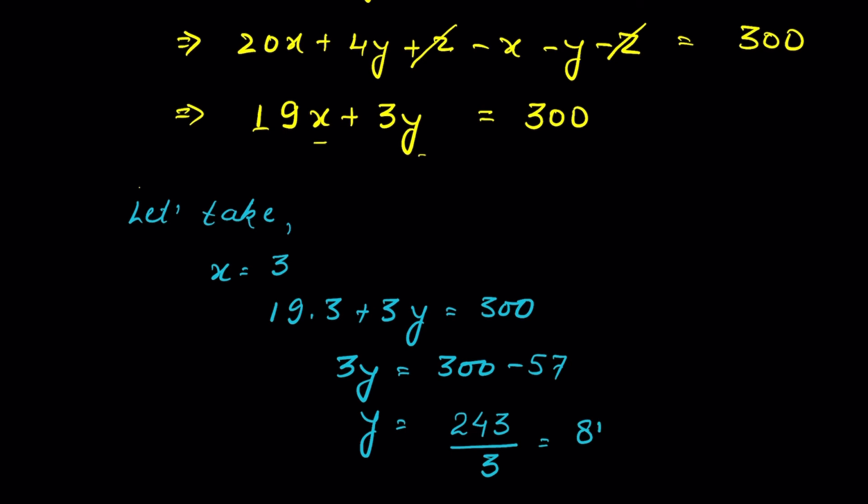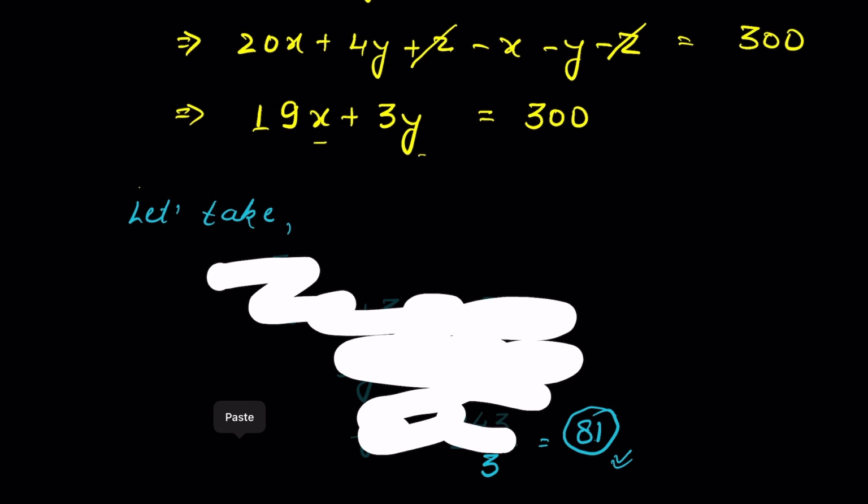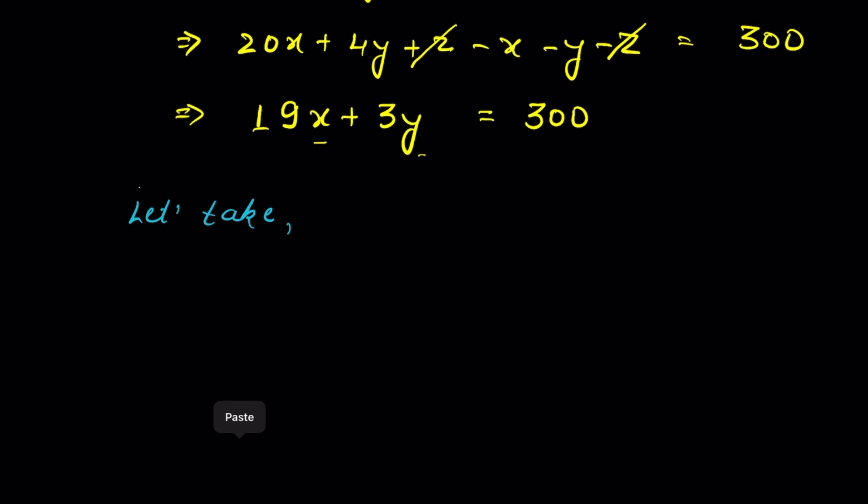Then we get y equals 81, but this is such a big number. If y itself is 81, then men's shoes and kids' shoes cannot come within $100. So x equals 3 is also not possible. We can see here that smaller values for x will not satisfy our requirement. So let's try bigger numbers. Let's take a 2-digit number. Let's start with x equals 11, because x equals 10 won't give an integer solution: it will be 190, and 3y equals 300 minus 190, which is 110 upon 3.